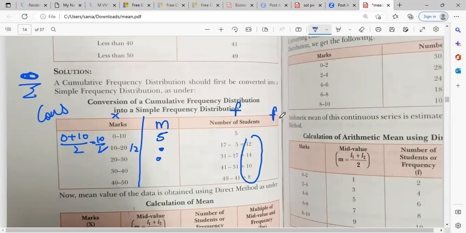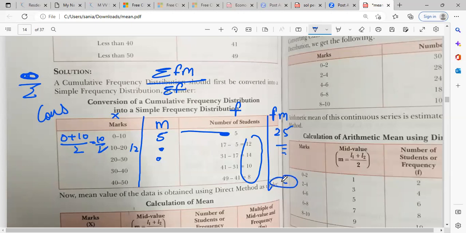Now the next table will be for Fm. In this you will multiply this and this: 5 multiplied by 5, 25. 12 multiplied by whatever number it is, you will write it here. And what was the formula? It was summation of Fm divided by summation of F. So you will add all these numbers here, that will be summation of Fm, and you will add these numbers over here, that will be summation of F.